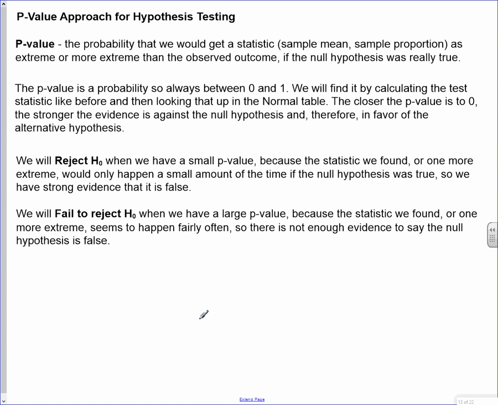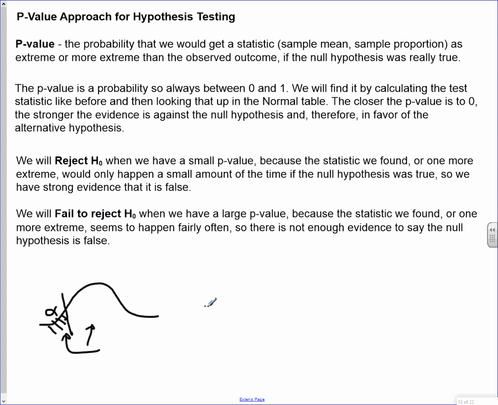But now we're going to talk about the p-value approach for hypothesis testing. Really, with both of the methods that we use here, you would come to the same conclusion. They're just different ways of looking at it. With the critical value approach, you're given an alpha level. Based on that alpha level, you create a rejection region, right? And then you calculate your test statistic and you see if your test statistic falls here or if it falls here, and then you make your conclusion.